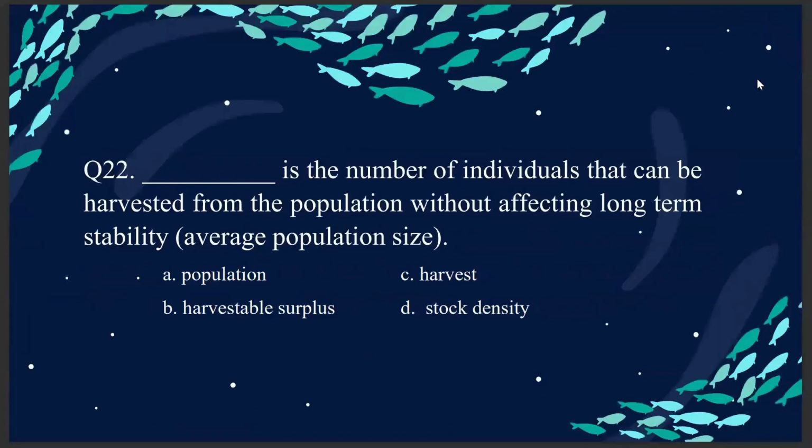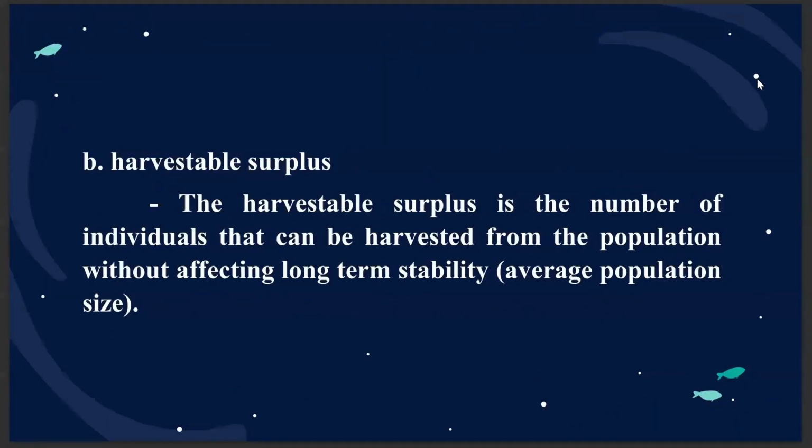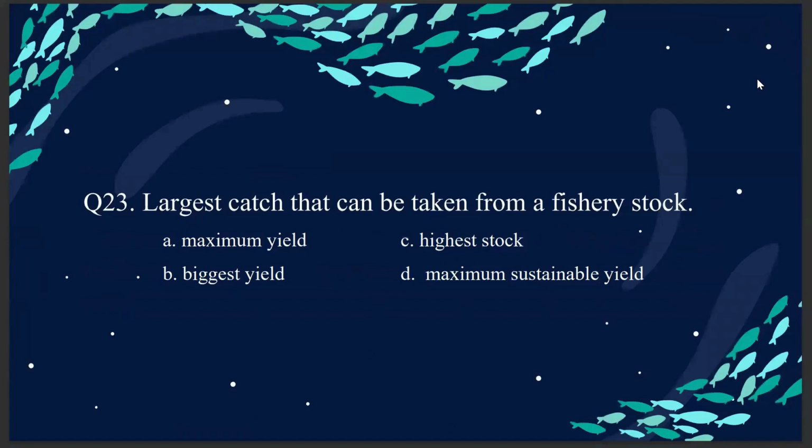Question number 22. Blank is the number of individuals that can be harvested from the population without affecting long-term stability or the average population size. A. Population. B. Harvestable surplus. Or C. Harvest. Or D. Density, stock density. The answer is B. Harvestable surplus. The harvestable surplus is the number of individuals that can be harvested from the population without affecting long-term stability, the average population size.